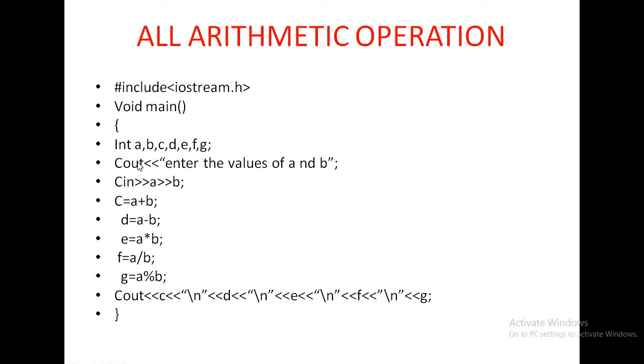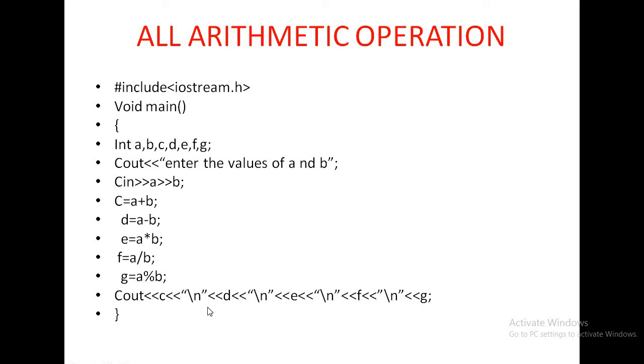If I print a message, cout, enter the value of A and B. This is known as the insertion operator. Then where are the results stored? The results are stored in C, D, E, F, G. So I can print them with cout C, D, E, F, G.